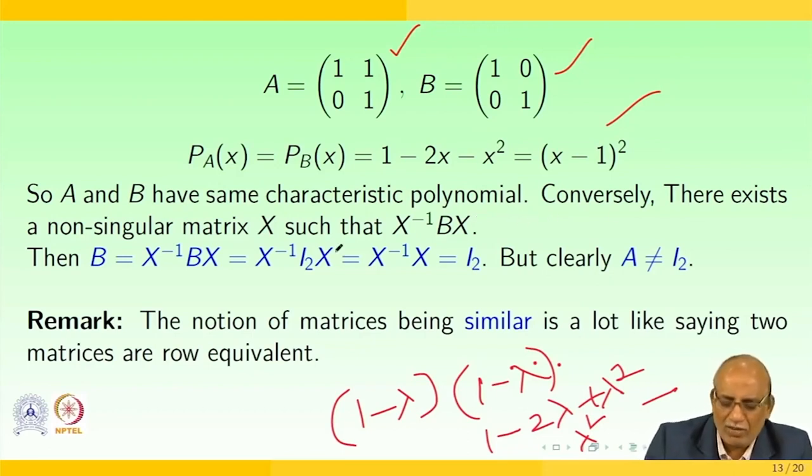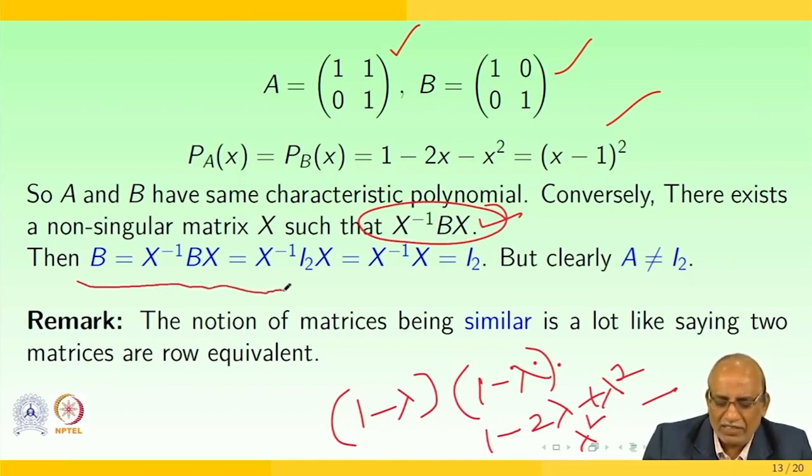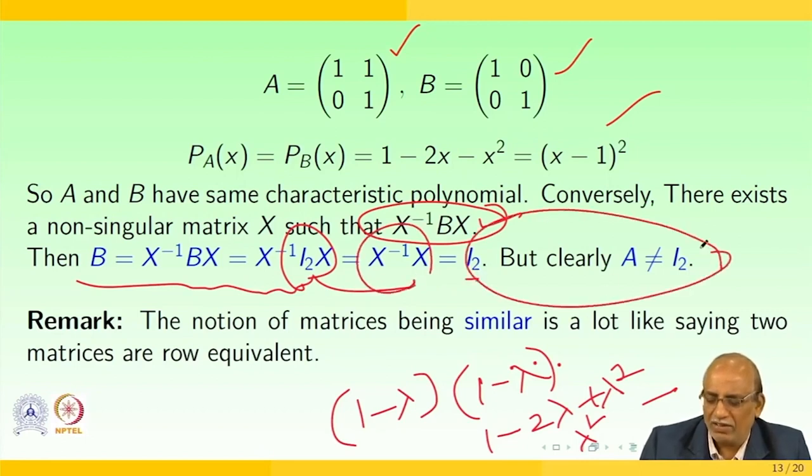Suppose there exists a non-singular matrix X such that X inverse A X happens to be B. Then B is equal to X inverse of I, X, that is X inverse of A X. So then you can write it as X inverse of I_2 X, order of 2 by 2, that is I_2. Clearly A is not equal to the I_2 matrix, that is I_2 is 1 0 0 1.